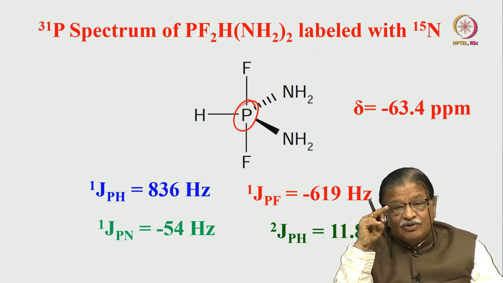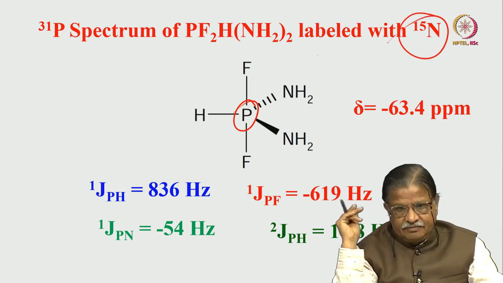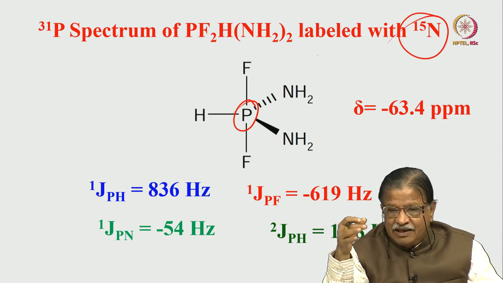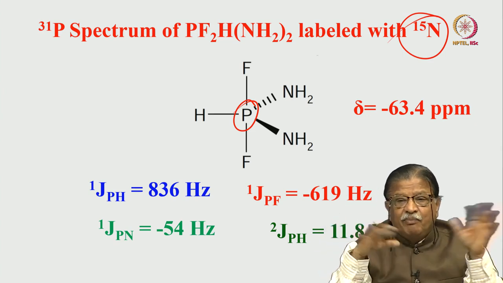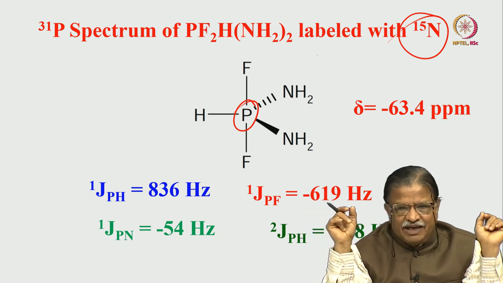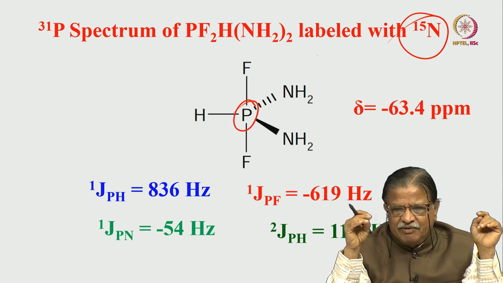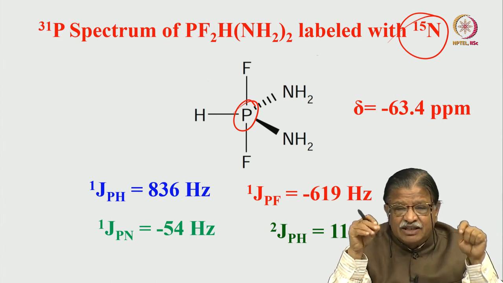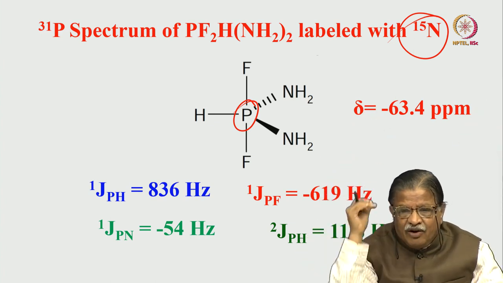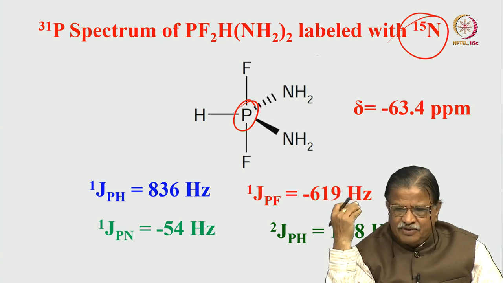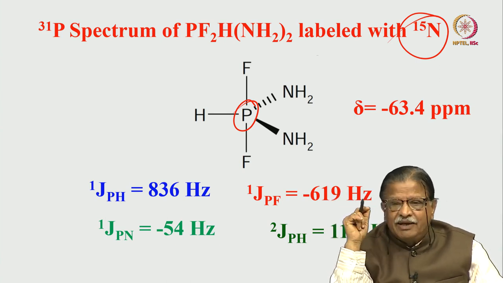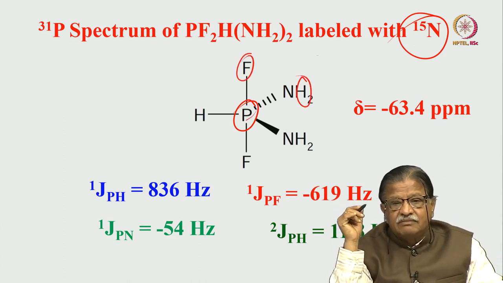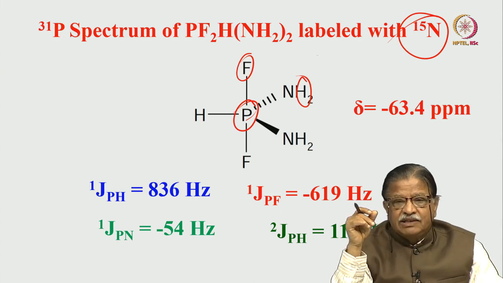And interestingly, you should also see nitrogen-15 is labeled. What do you mean by labeled? We have made it 100%. Otherwise, the abundance is 0.37%. If it is natural abundance, we do not bother about it. It is a satellite peak; we do not even see it with such a small intensity. We generally ignore 0.37% abundance unless you are specifically interested in seeing the satellites, enhancing the intensity and acquiring data for several hours. But it is labeled, so you should treat it like an abundant spin like proton and fluorine and phosphorus. So, nitrogen is also like an abundant spin now because of labeling.